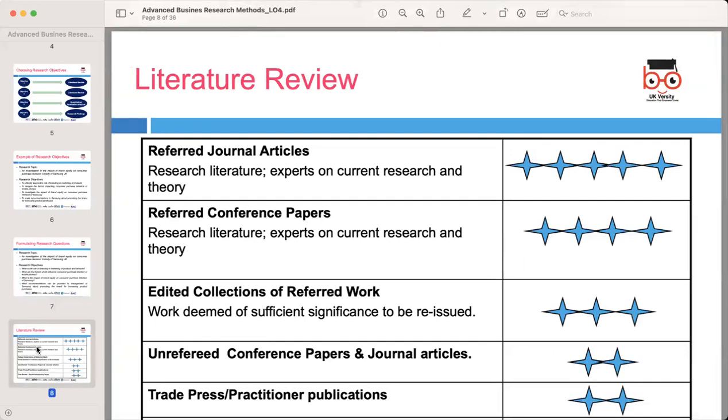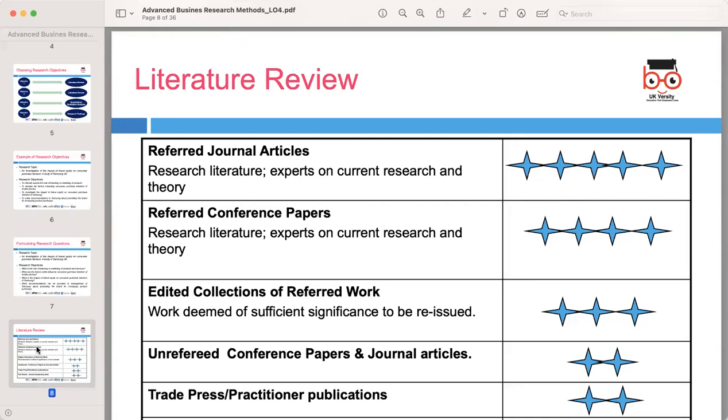So literature review. Here we will discuss the different types of sources that are commonly used in academic research, specifically focusing on literature reviews. A literature review is an essential part of any scholarly work as it provides a comprehensive overview of existing research and theories in a particular field.